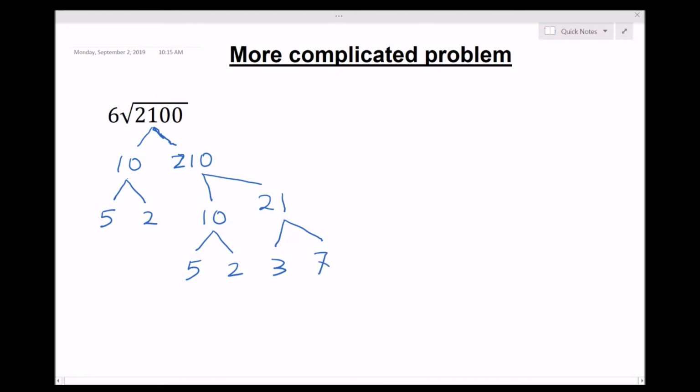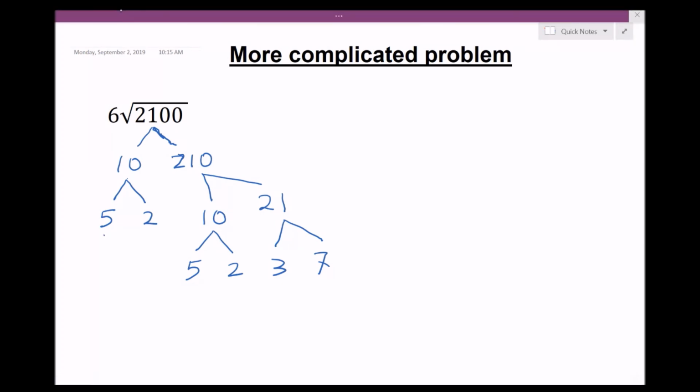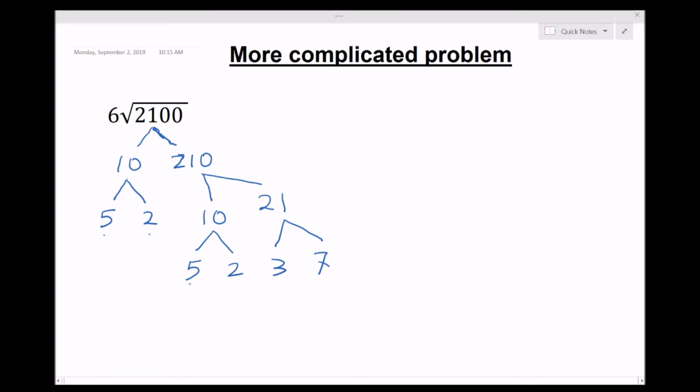So can we split any of our ending branches so far further? 5, no, that's done, that's prime. 2, that's done. 5 is done. 2 is done. 3 is also prime. 7 is prime. So now this is our complete tree right here. So what do we do next? Out of our ending branches, there's 6 of them, right? 5, 2, 5, 2, 3, 7. Where are our matching pairs?